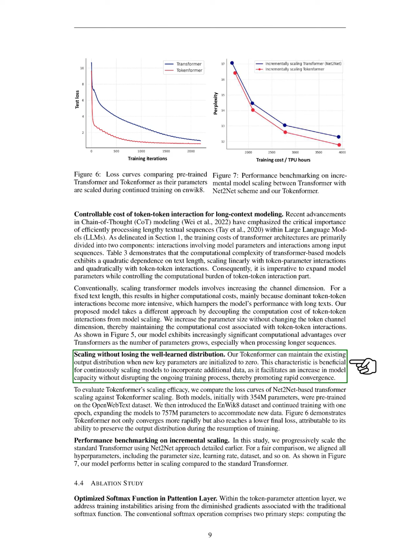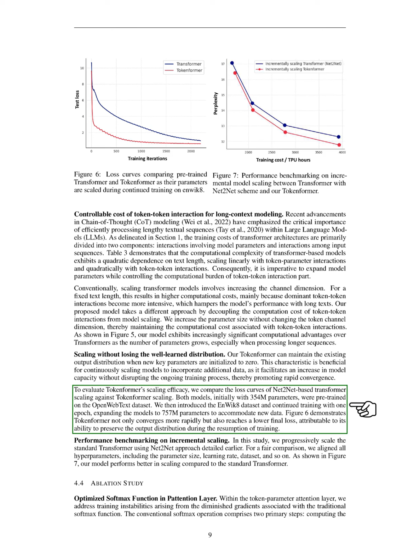We also highlight that Tokenformer can maintain its output distribution when new key parameters are initialized to 0. This feature is advantageous for scaling models to include more data without disrupting ongoing training, leading to faster convergence. We compare the loss curves of net-to-net-based transformer scaling with Tokenformer scaling, showing that Tokenformer converges more quickly and achieves a lower final loss due to its ability to preserve the output distribution during training.